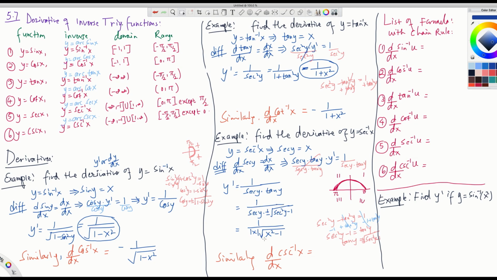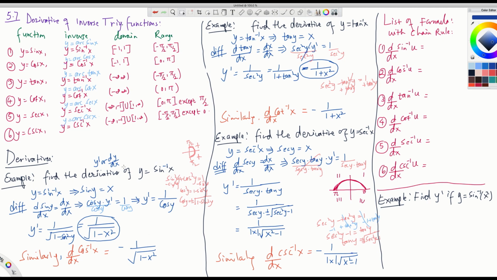You see that? Same concept, if you use that for cosecant inverse x, you will get the same value but with a negative sign. You will get negative 1 over mod x times the square root of x squared minus 1. So this is the formula for cosecant inverse x and secant inverse x. So these are all 6 formulas. We derived 3 of them, and we can get the next 3 using similar steps.